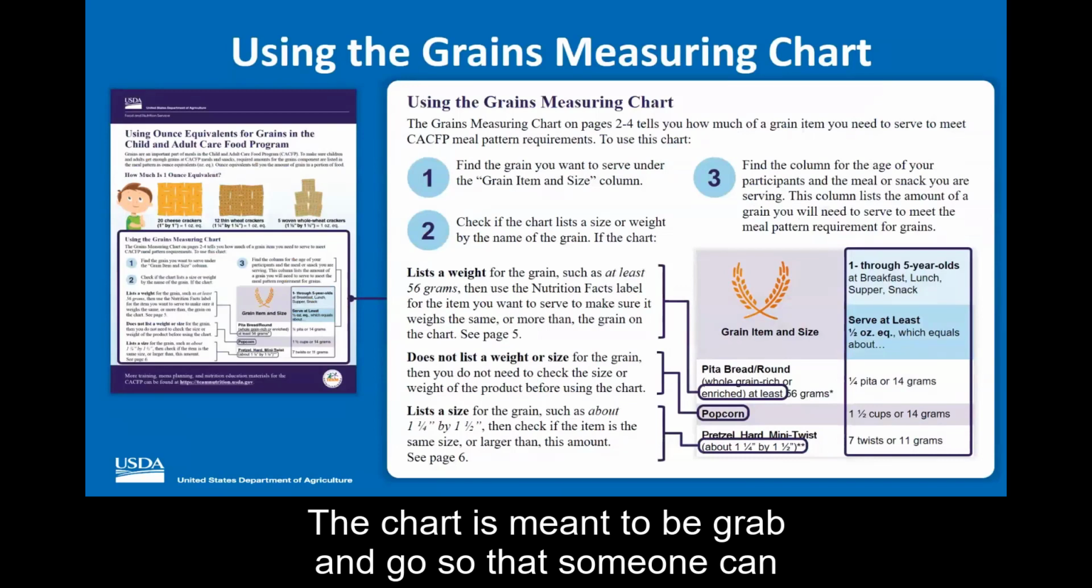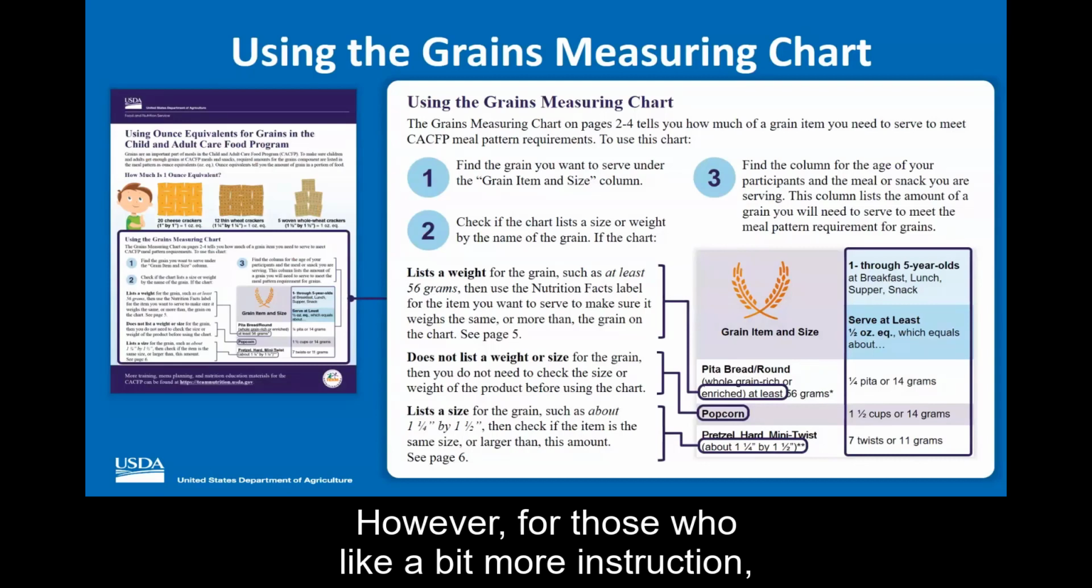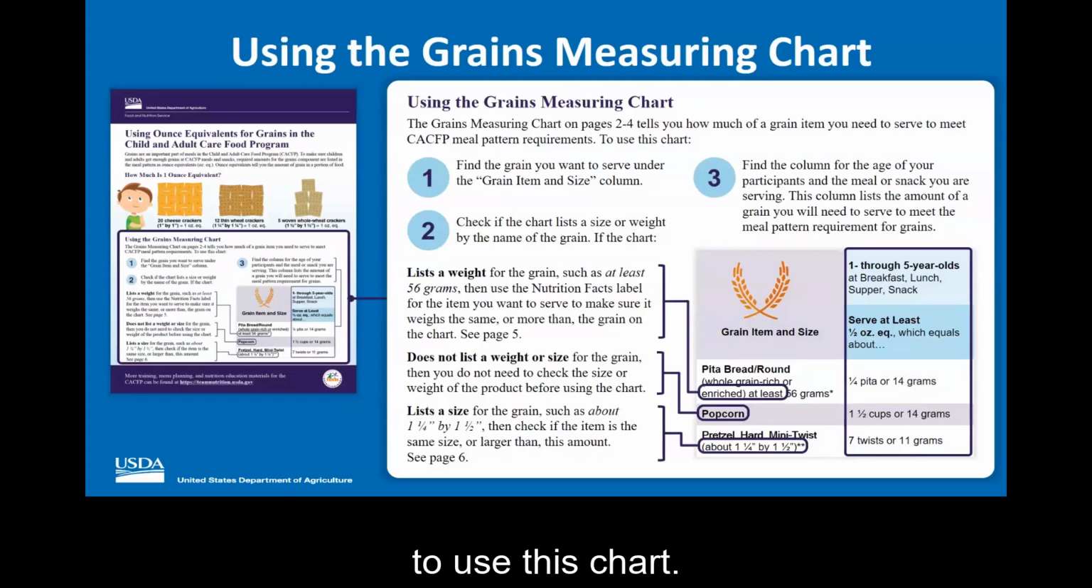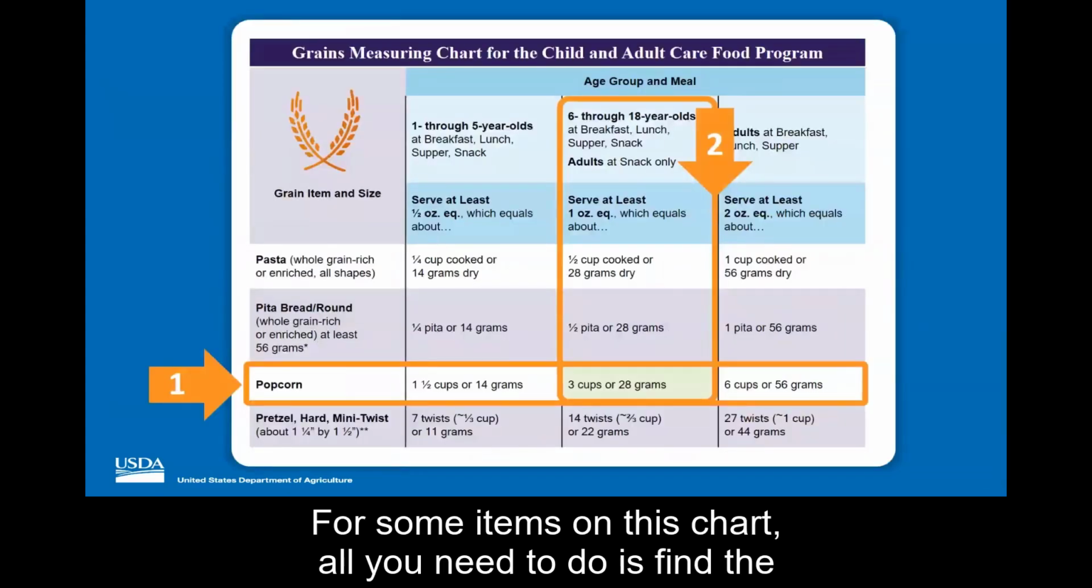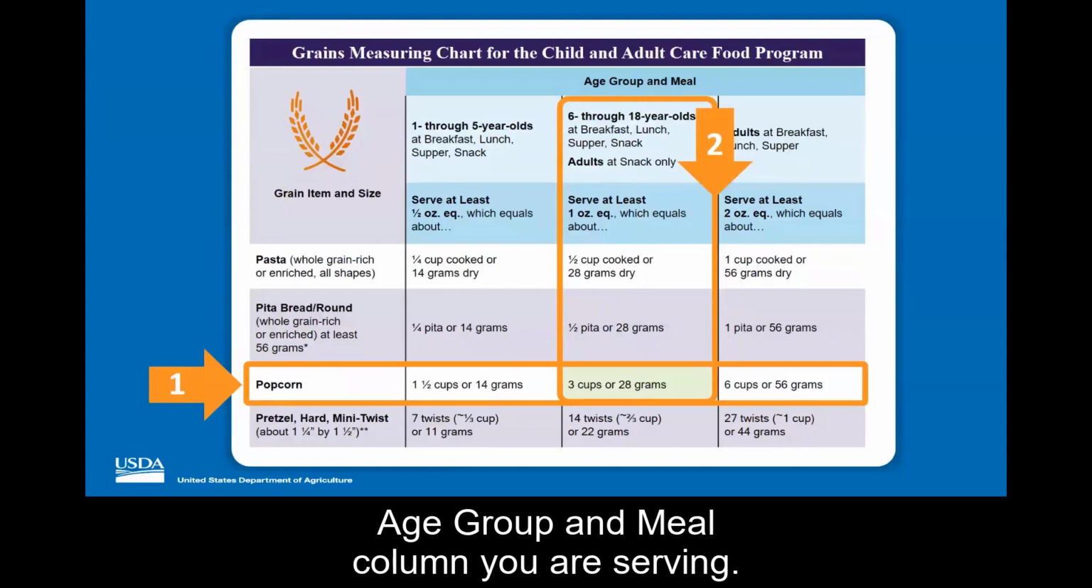The chart is meant to be grab and go so that someone can pick it up and just start using it. However, for those who like a bit more instruction, page 1 includes step-by-step directions on how to use this chart. For some items on this chart, all you need to do is find the item under grain, item, and size, and then find the age group and meal column you are serving.